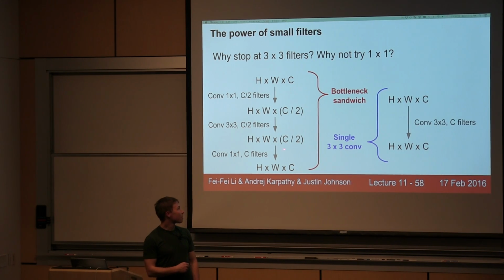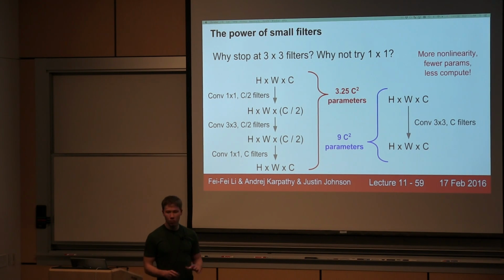We can compare this bottleneck sandwich to a single 3x3 convolution with C filters and run through the same logic. I won't force you to compute this in your heads, but you'll have to trust me that this bottleneck stack has 3¼ C² parameters, whereas the single 3x3 over here has 9C² parameters. And again, if we're sticking ReLUs in between each of these convolutions, this bottleneck sandwich gives us more nonlinearity for fewer parameters.